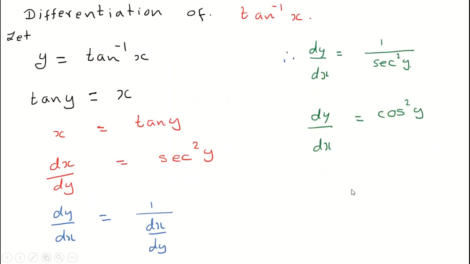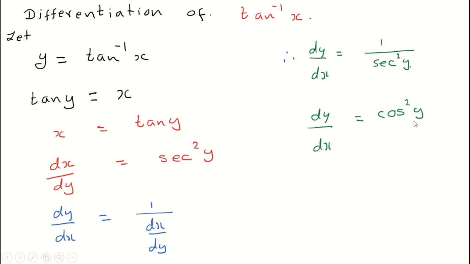Now we will do the differentiation of tan inverse x. We will take y equals tan inverse x. Then we can write this as tan y equals x. X equals tan y. Then dx over dy is equal to sec squared y. Now dy over dx is 1 over dx over dy. So dy over dx is 1 over sec squared y, and 1 over sec squared y means cos squared y.